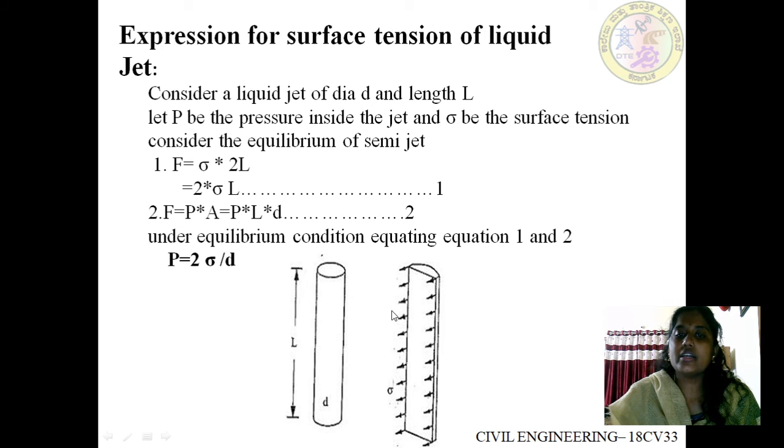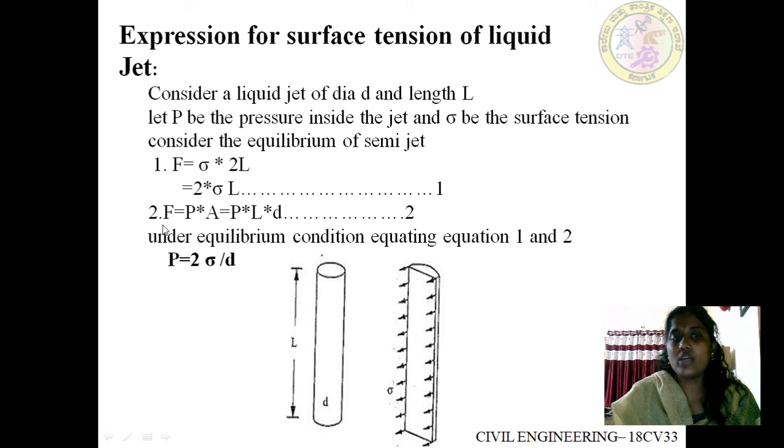In this case, I have considered the semi jet in the shape of a rectangle. You can see that only on the length side the surface tension force is acting. So the first force is the surface tension force, which is sigma into the length of the semi jet on either side. This is the length L, so 2 times L. So F is equal to 2 sigma L.